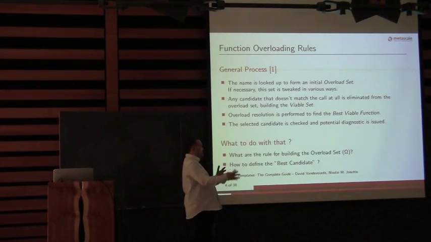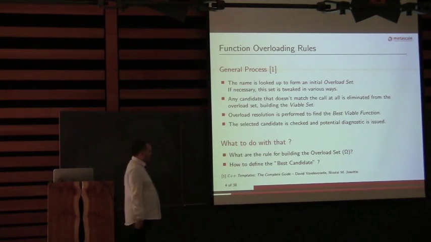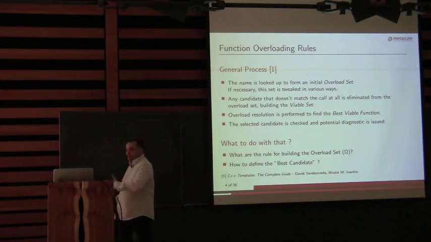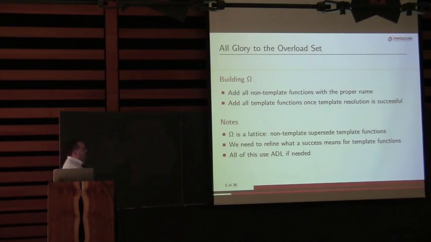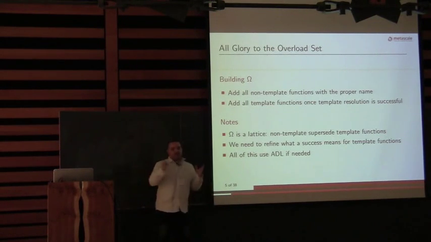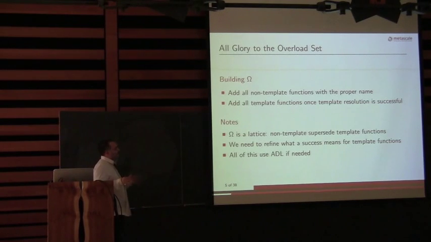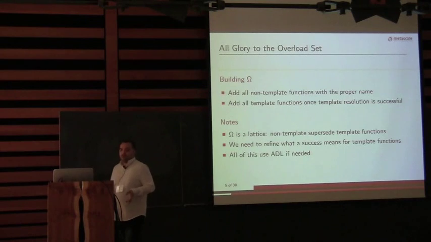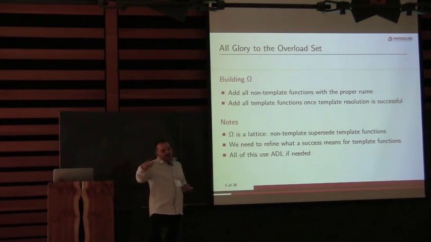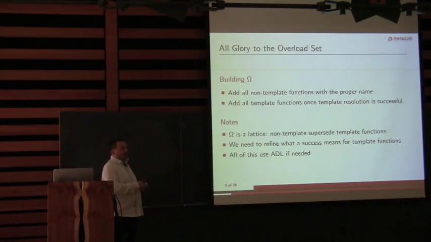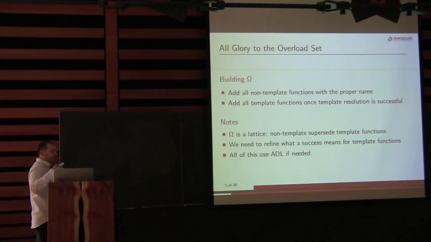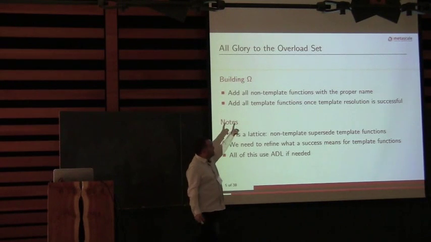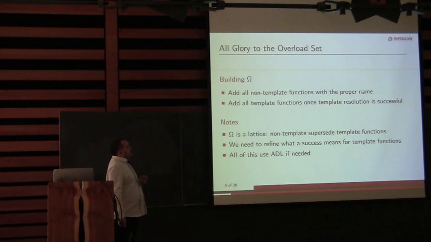So the question is, how do I build this overload set that I will call Omega from now on, because overload set is a lot of characters to type, and how can we define what we call the best candidate for this overload? So let's build Omega. Well, I have my function f, and what I will do is find all the non-template functions called f I can find nearby, which means in the current namespace and, due to argument-dependent lookup, in a set of namespaces based on the namespaces that are actually housing my other arguments' types. And after that, I will have all template functions with the same name once the template resolution has been done. And this set is actually acting like a lattice, which means it's a set with an incomplete ordering relationship in which we will prefer the non-template functions over the template functions.